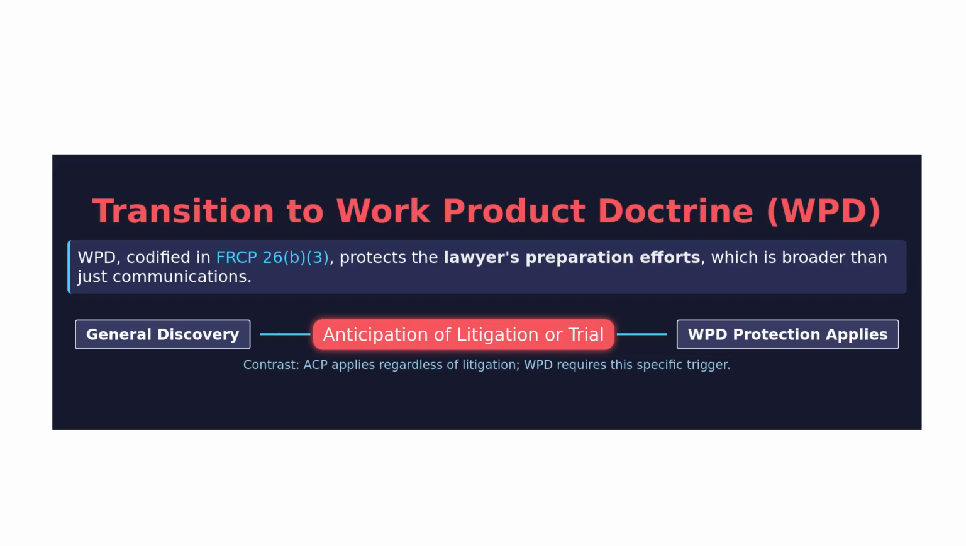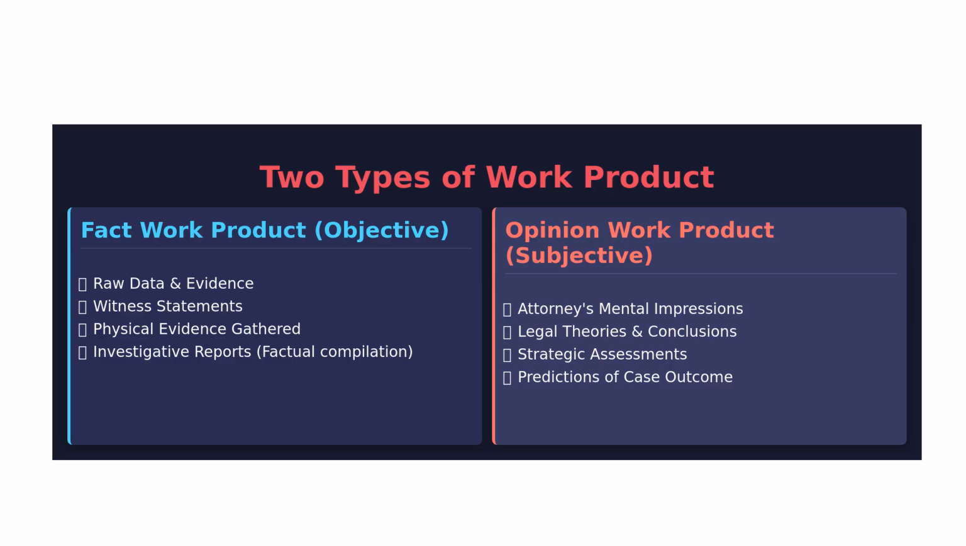A key difference is the trigger. Attorney-client privilege can apply anytime a client seeks legal advice, even in the absence of pending litigation. In contrast, the work-product doctrine only activates once litigation is reasonably anticipated. This anticipation marks the dividing line where the doctrine begins to shield the lawyer's work product from discovery. The work product doctrine recognizes 2 distinct categories of protected material, each receiving different levels of scrutiny upon discovery requests.